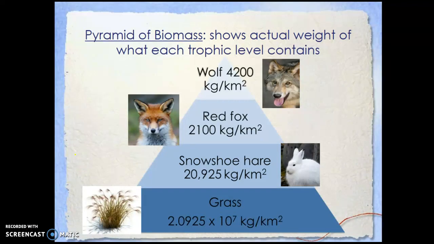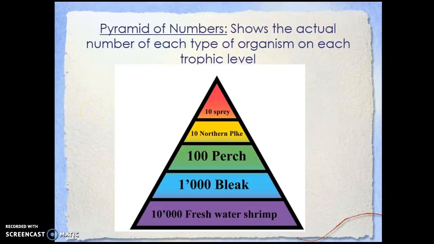The pyramid of biomass shows the weight that each trophic level contains. As you can see down here, there's tons and tons of grass, and then as we move up those trophic levels, you can see the biomass is disappearing. Once again, this is a pyramid of numbers. This is showing the actual number of each type of organism on each trophic level. So what you see here is there's 1,000 bleak, and then as we go up, there's only 10% of those predators, which is a perch.